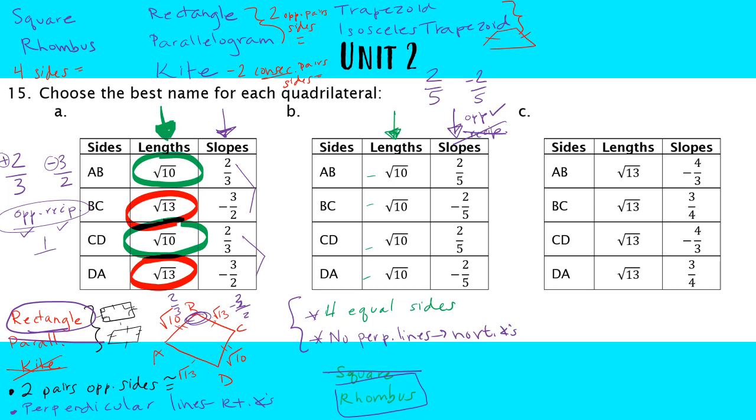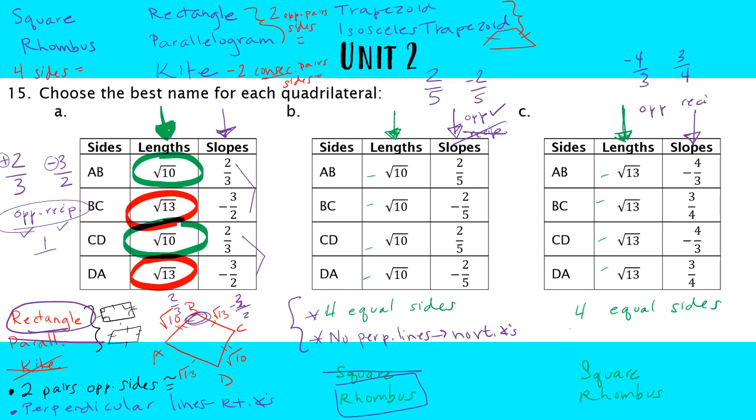All right, one more time, same thing. Start off at the beginning. Look at the lengths first. I have 1, 2, 3, 4 equal sides. 4 equal sides narrows down my choices. I can narrow it down to a square or a rhombus. Step 2, look at your slopes. My slopes are negative 4/3 and a positive 3/4.